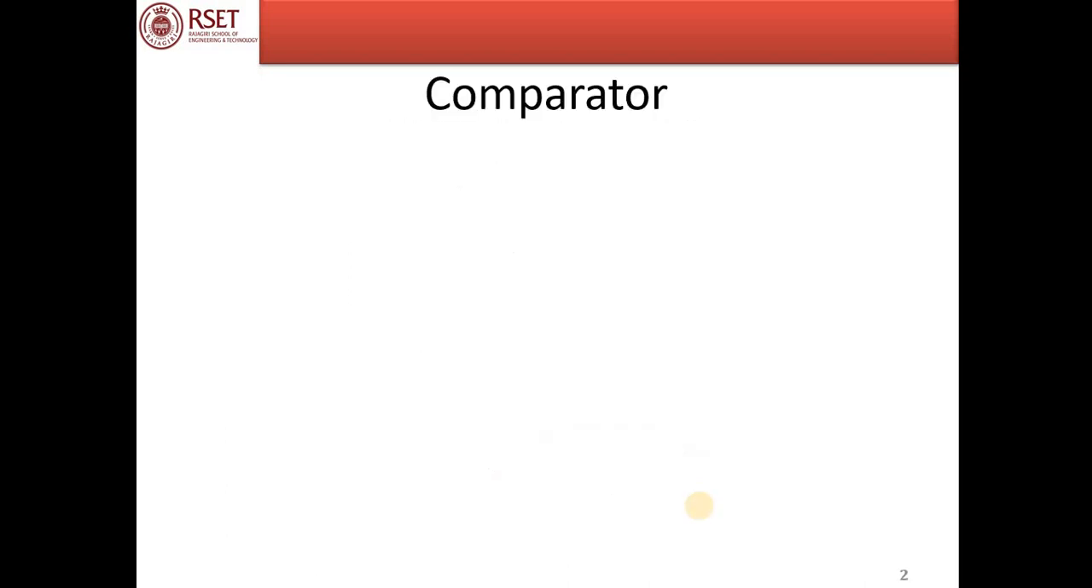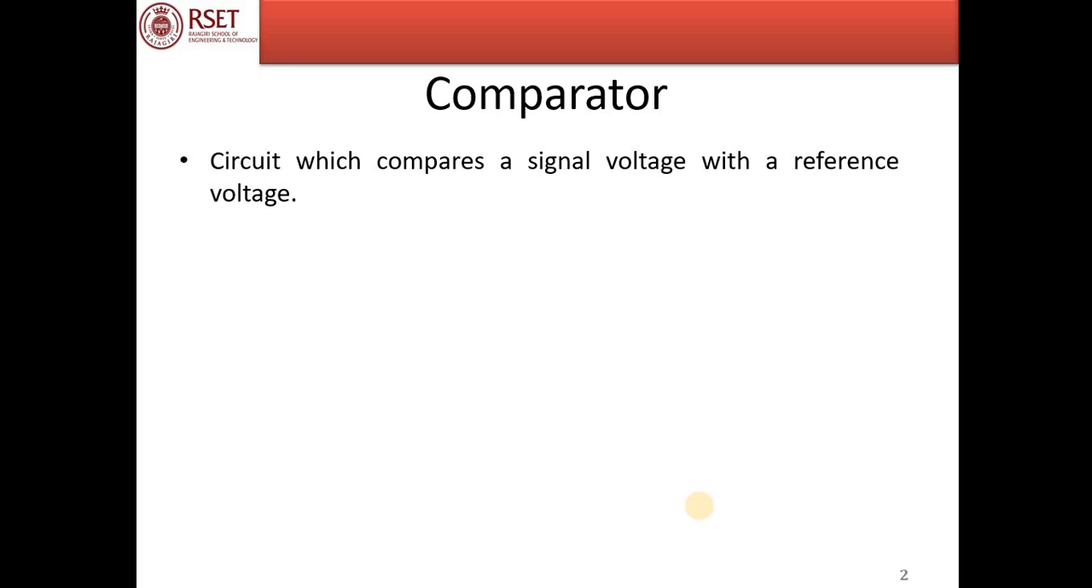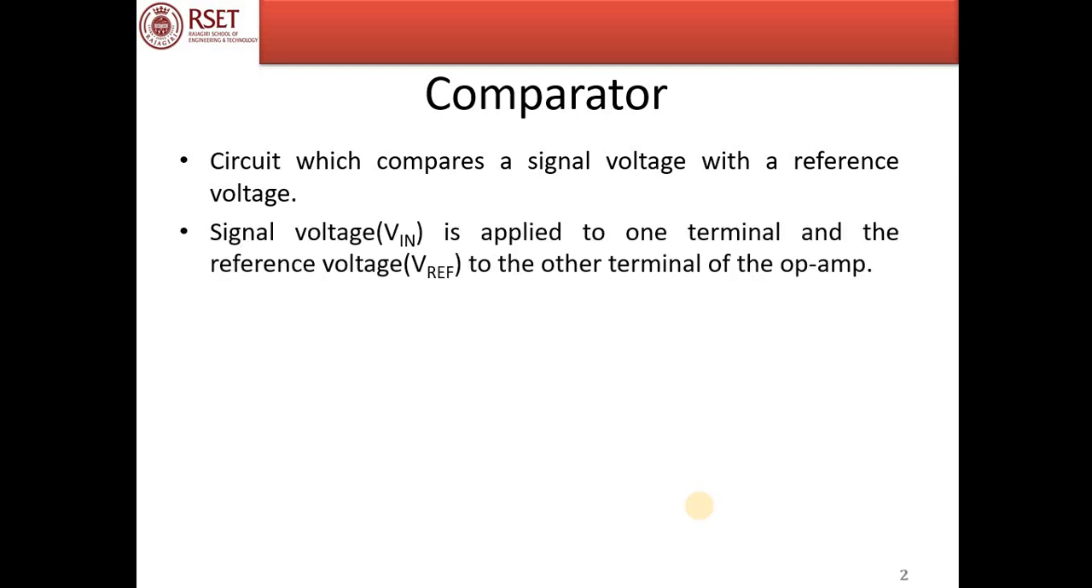What is a comparator? As the name indicates, a comparator can be defined as a circuit which compares two signal voltages, that is, an input signal Vin and a reference voltage Vref. The input signal Vin will be applied to one terminal of the comparator and the reference voltage Vref to the other terminal of the comparator circuit.